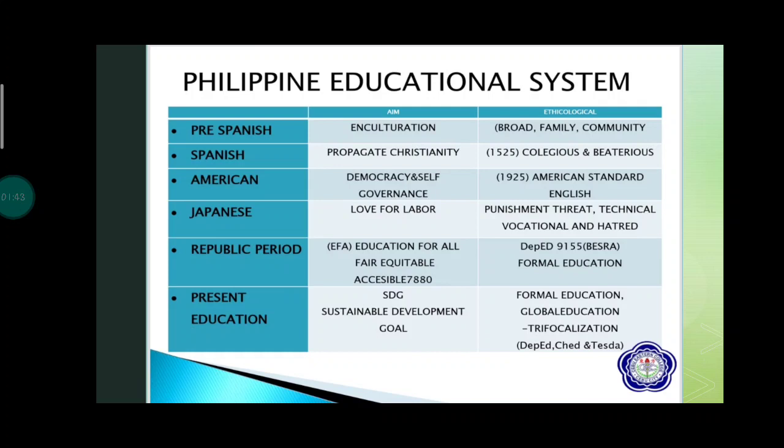So, the Philippines educational system, there are first Spanish, American, Japanese, Republic period, present education. So, ang first Spanish is nasa lang mga enculturation, then ang kanaan is sa mga brood or family or communication. Then sa Spanish naman is propagate Christianity. So mga colegios or baterios.